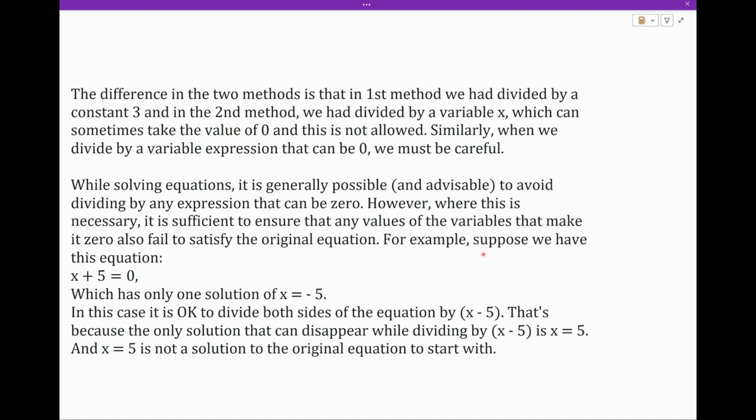For example, suppose we have the equation x plus 5 is equal to 0. This has only one solution, and that is x is equal to minus 5. In this case, it is okay to divide both sides of the equation by x minus 5. That's because the only solution that can disappear while dividing by x minus 5 is x is equal to 5, and x is equal to 5 is not a solution to the original equation to start with.